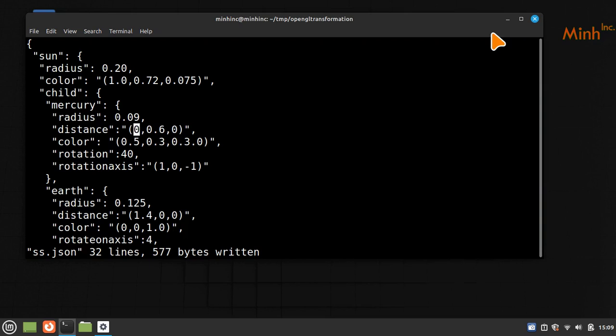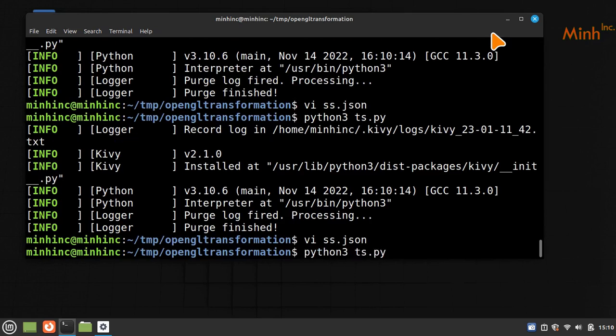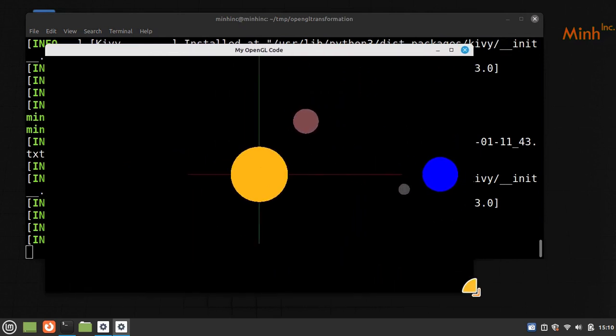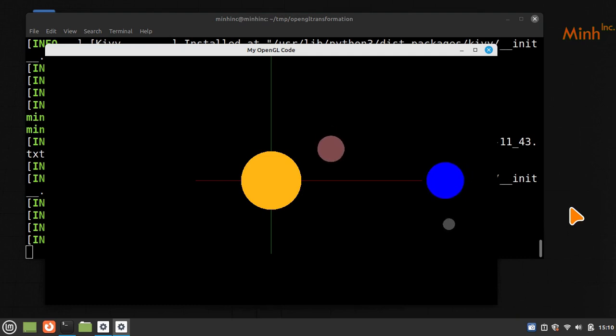Okay, I think we are done. 0.5, 0.03, 0.03 color, and distance is this, so we'll try. There is no harm in trying. Oh, so Mr. Mercury has come. This way, we can make a kind of complete solar system.